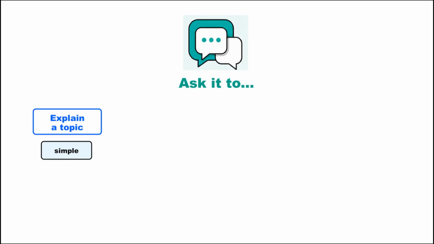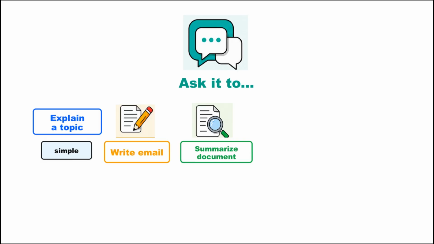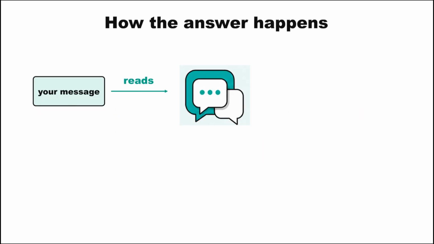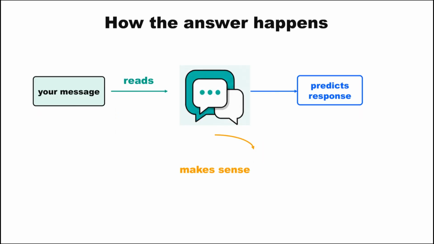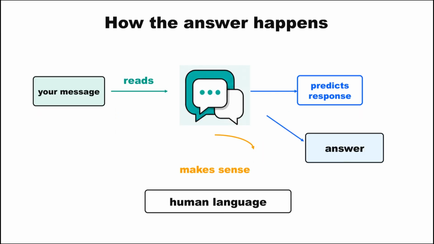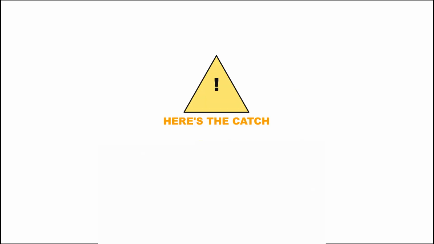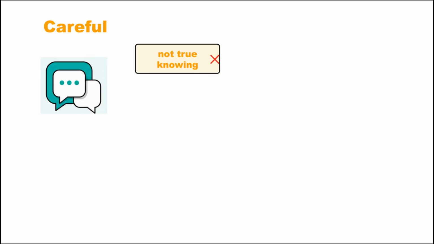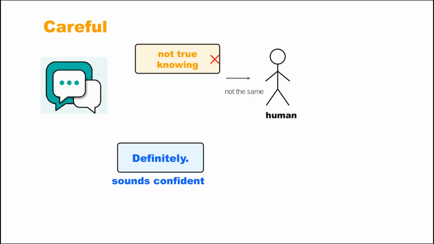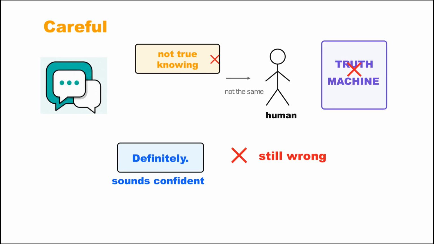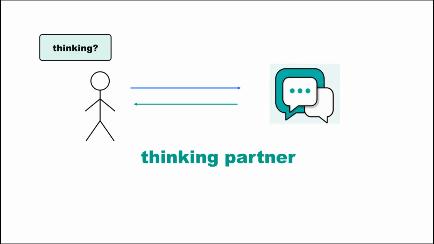You can ask it to explain a topic, write an email, summarize a document, brainstorm ideas, or help you study. It reads your message, predicts what response makes sense, and gives you an answer in human language. That is why chatbots feel so useful. But here's the catch. A chatbot does not truly know things like a human. It can sound confident and still be wrong, so don't treat it like a magic truth machine. That's how people get cooked. Use it like a thinking partner.